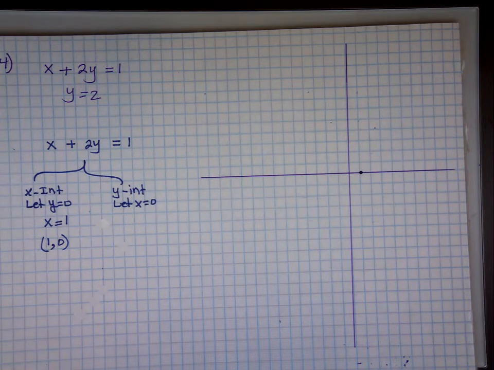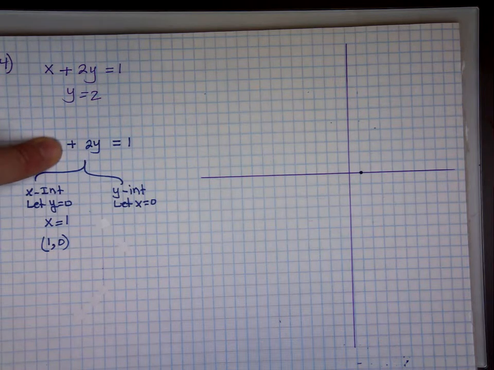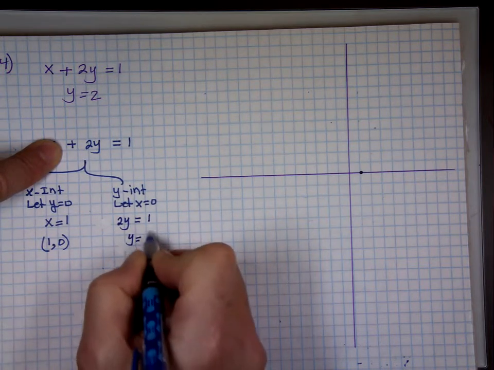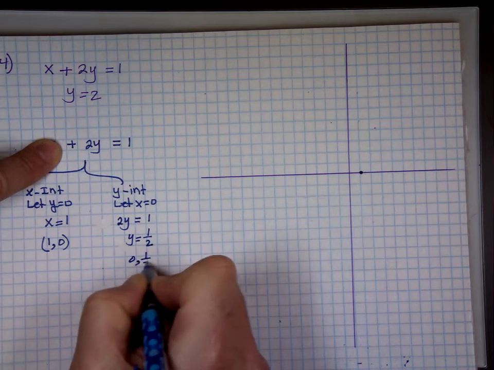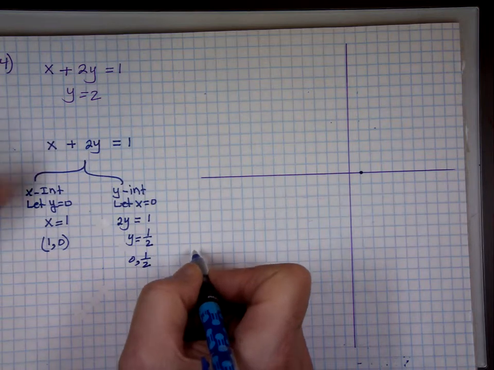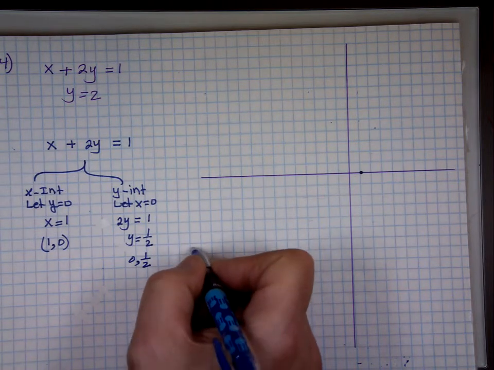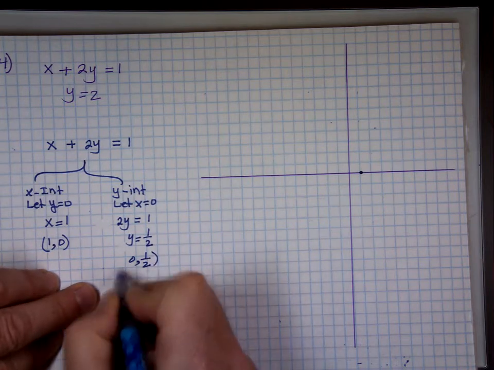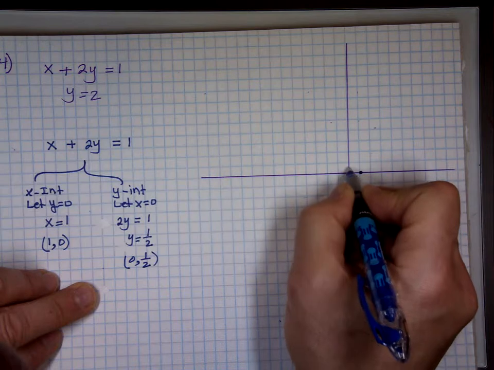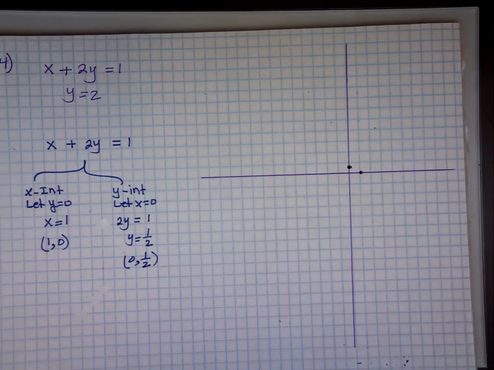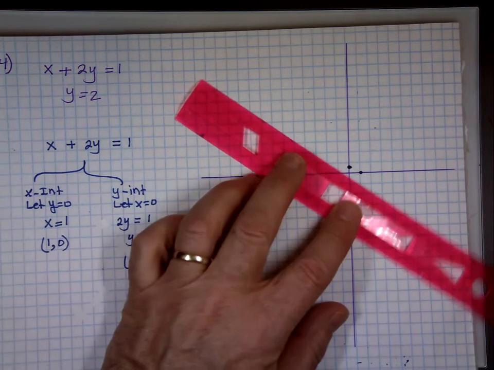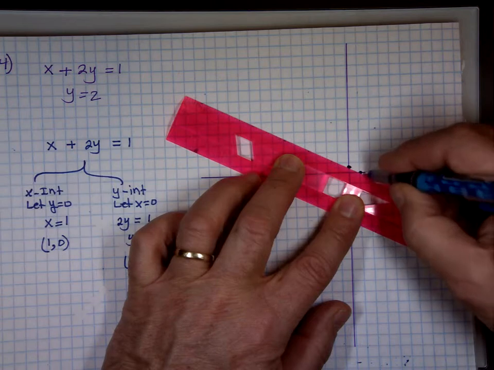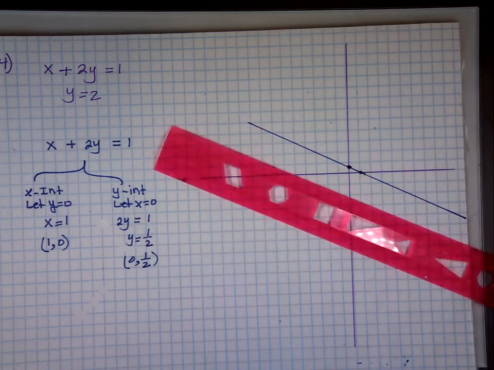Now, the y-intercept, you let x be 0. That means that term is gone. So we'll have 2y equals 1. Y equals 1/2. That's 0 comma 1/2. Let's graph that. X is 0, y is 1/2. Now let me connect the 2 points. It looks like this.